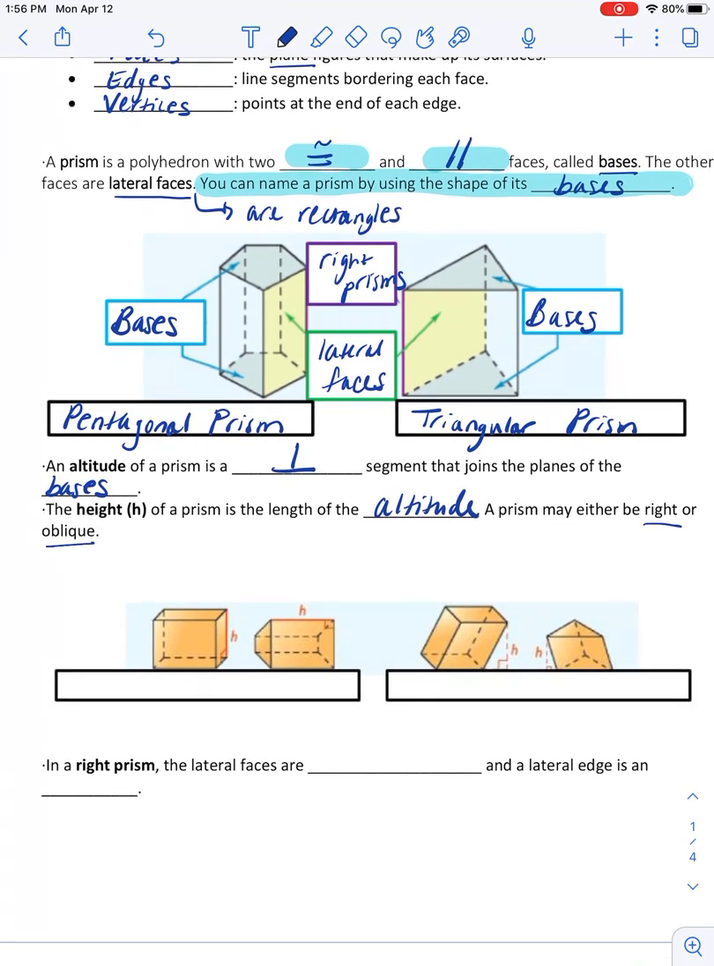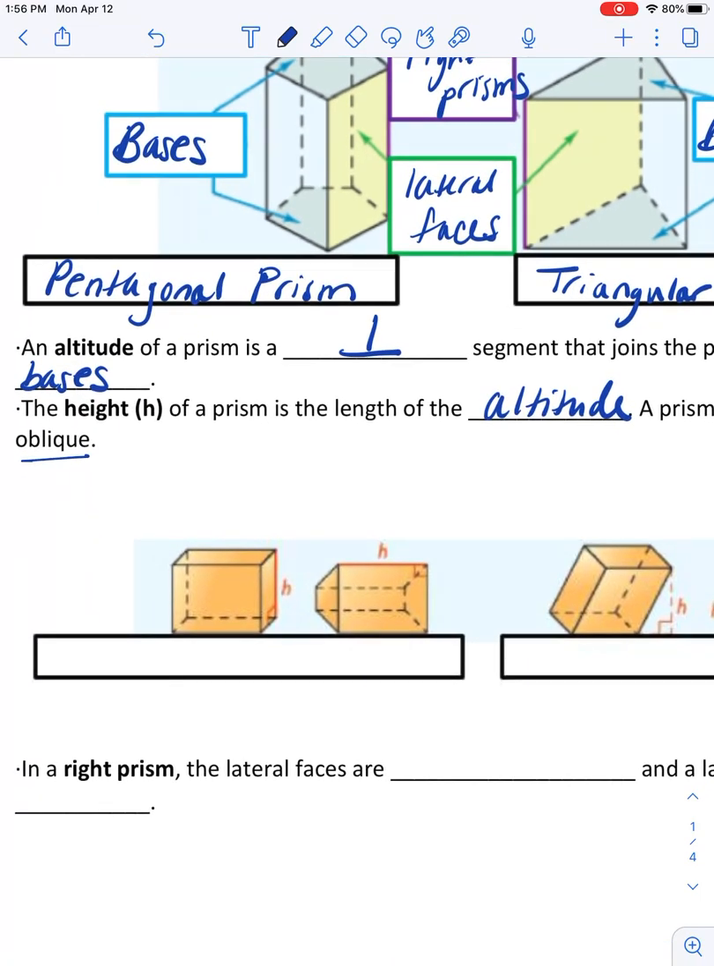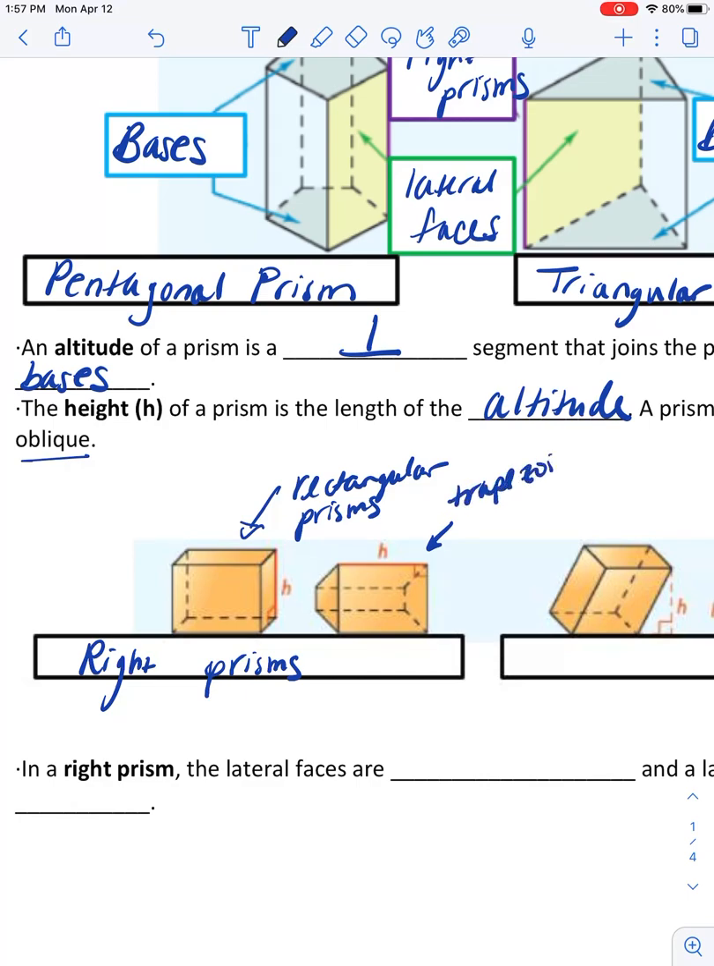So just like in a right triangle, you have a 90-degree angle, the same is true in a right prism. So these on the left are right prisms. Notice this one is a rectangular prism because its bases are rectangles. And this one on the right is a trapezoidal prism because its bases are these trapezoids.